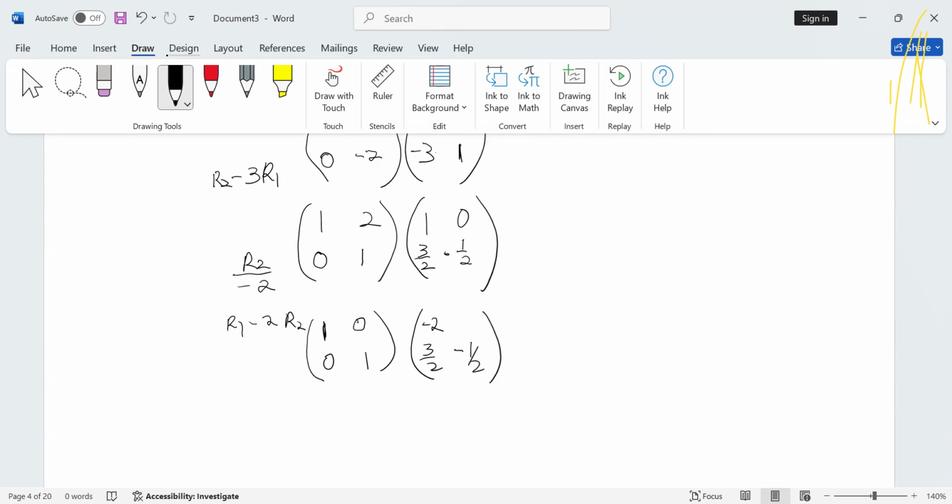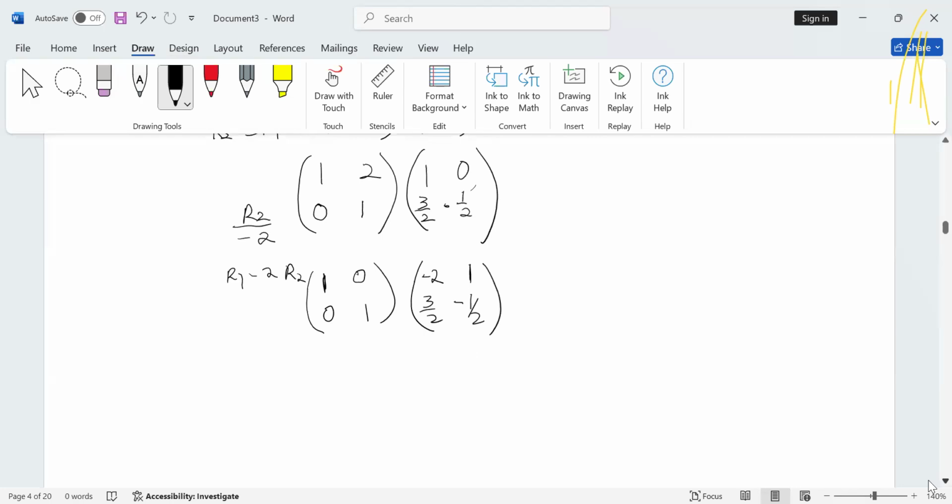R1 here is 0. 0 minus 2 times R2. 2 times this is 1. So 0 minus that is just 1. So you have got the inverse. And you can prove that that is the inverse.